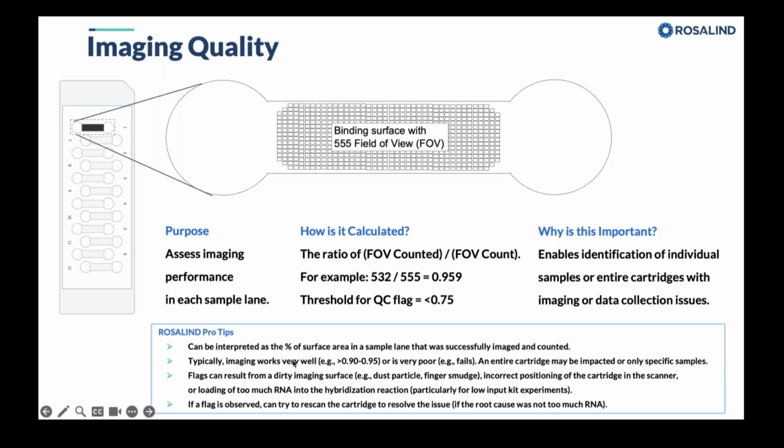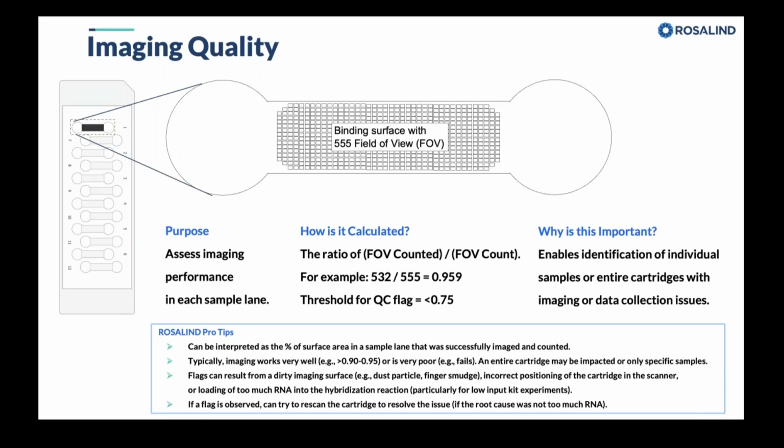In my experience, typically this metric works, or the imaging works really, really well, or it totally fails. There's very little in the middle ground. So values you probably are seeing is greater than 0.9, maybe 0.95 or higher, or it fails for some reason. Why it might fail is you might have a dust particle on the surface area that's being imaged. There might be a smudge from a fingertip. You're putting the cartridge in the scanner. It might be slightly tilted on one of the axes. So that can impact the scanning as well.